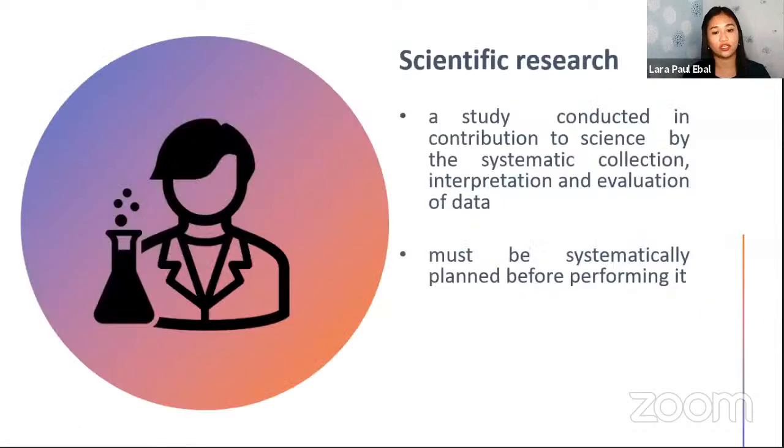Okay, so I'll start now. I'll start with this basic definition of research, or specifically scientific research. Scientific research is a study conducted in contribution to science by the systematic collection, interpretation, and evaluation of data. So we need to have the systematic collection. Why? Because we need to come up with valid data for us to have a valid interpretation and valid analysis. That's why we must systematically plan before the conduct of the experiment or the research.